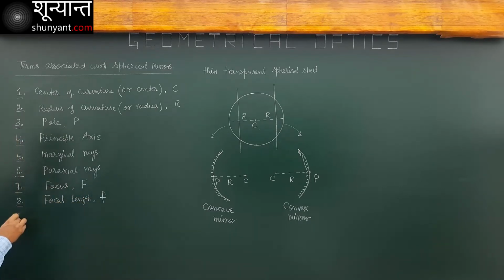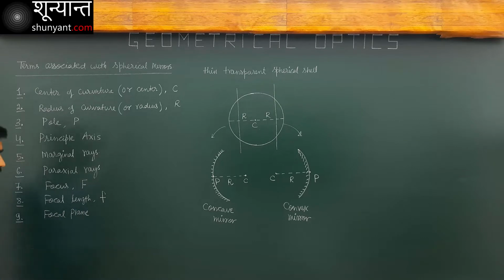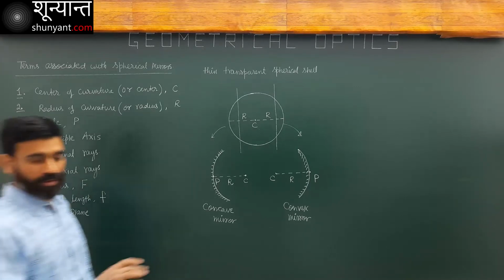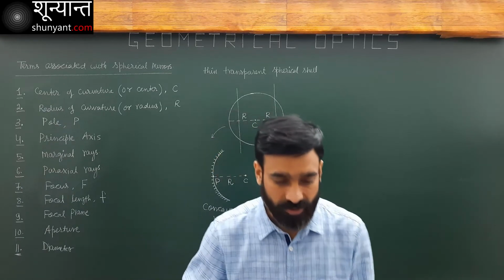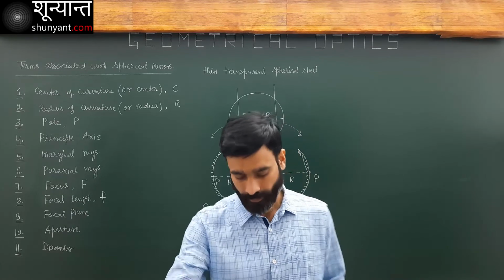Then focal plane. And then tenth, aperture. And then eleventh, it will be diameter. Okay, note down all the terms. I hope that it is focused well and you are able to see all of this clearly.